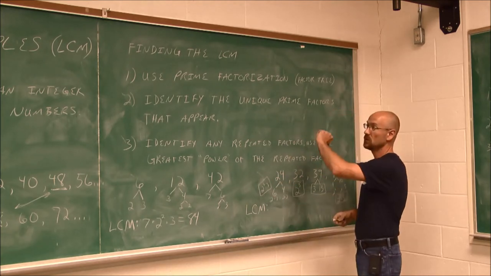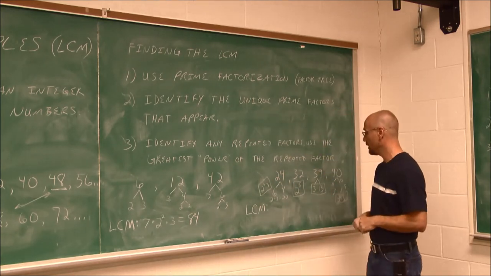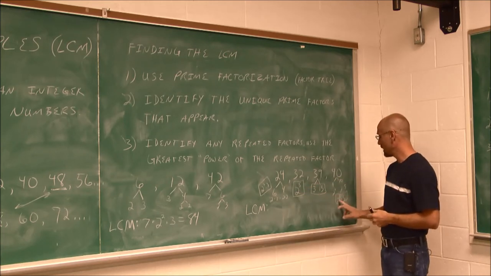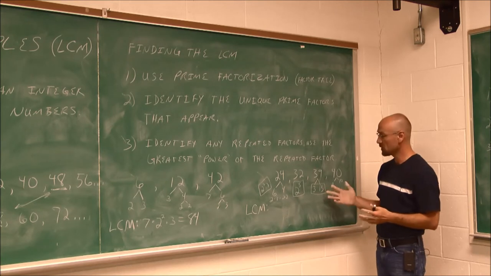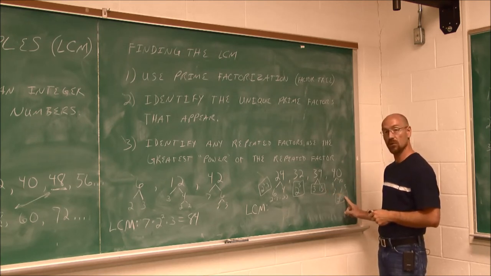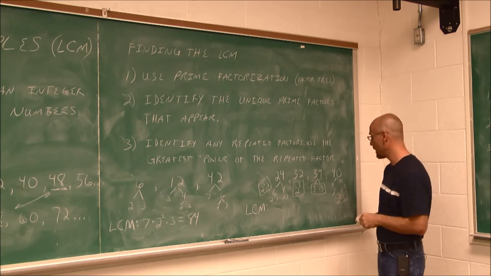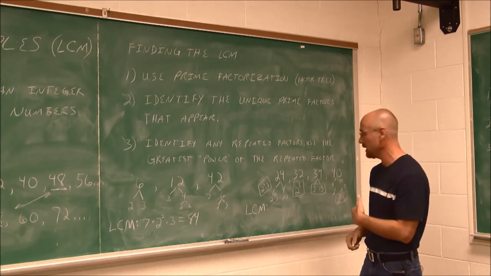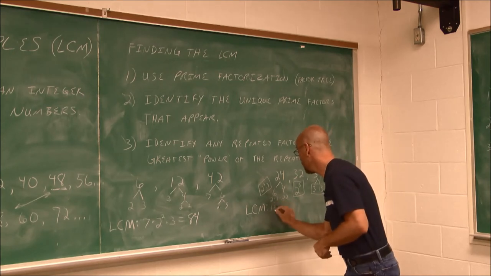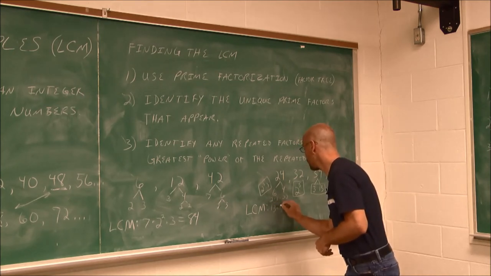And now I'm going to use this, identify any unique factors. Well, this has 2 and 3. This has a 2. This has a 3. This has a 2 and a 3 and a 5, 13. I see that this is the only one with 13, and this is the only one with 5. These are unique factors. The 2s and 3s, well, they repeat along the way. So I have a 13 times a 5.